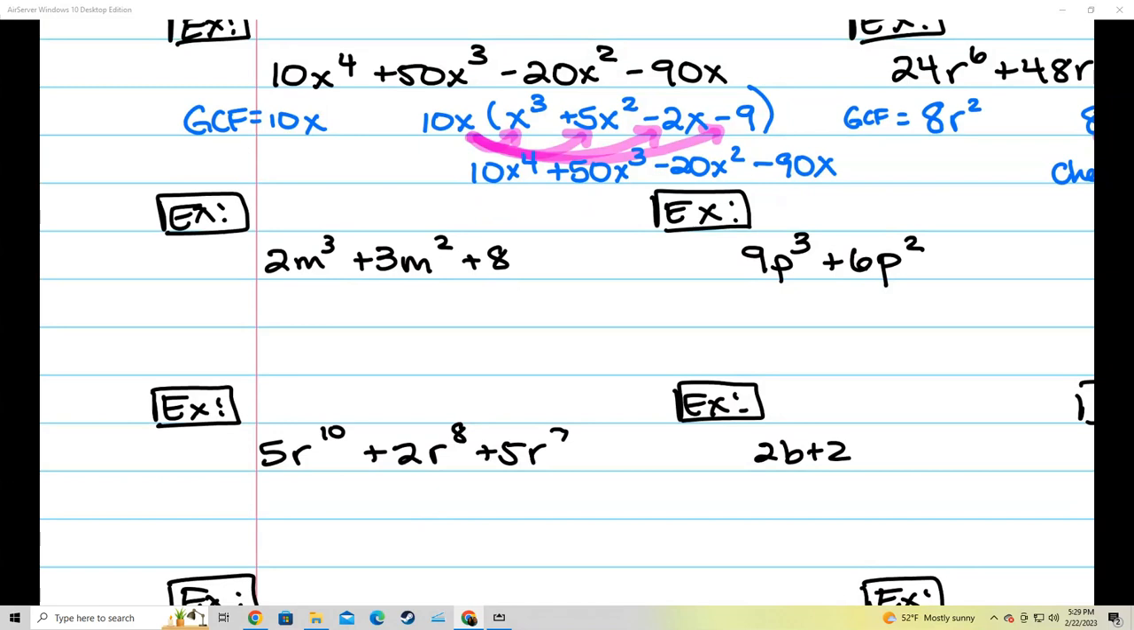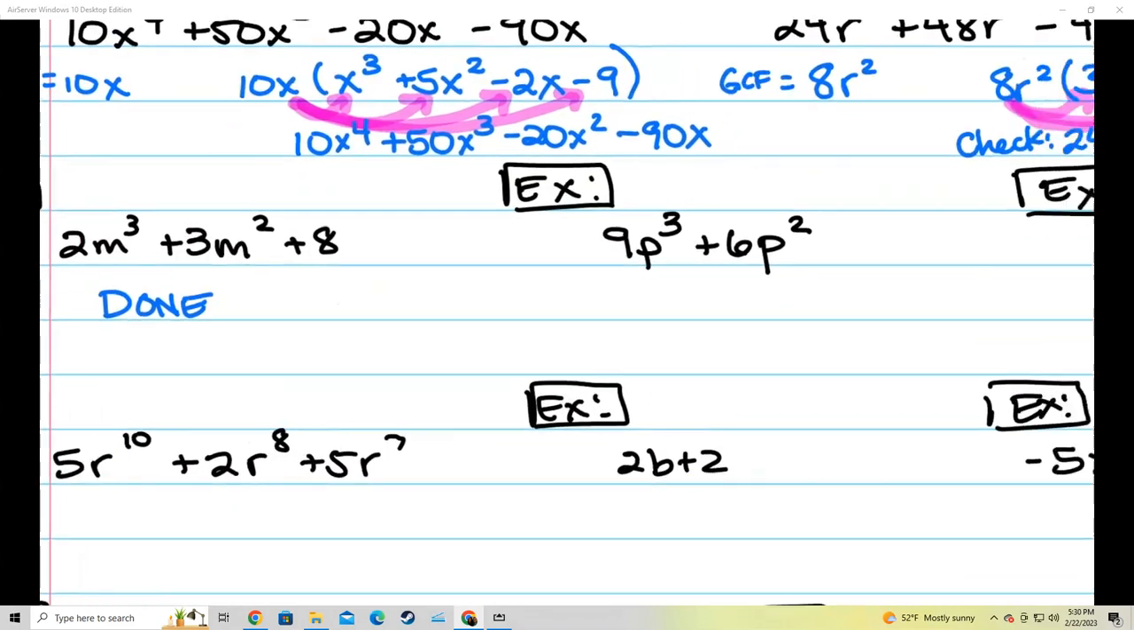What about variables? Can I pull out any variables? Well, I can pull out 3 m's, 2 m's, and there are no m's here. So, guys, this one doesn't have a GCF. So the GCF would be 1. If you factor out a 1, it's just going to stay the same. So this one, we are done. Whenever the GCF is 1, there's really not much you can do with that one as far as factoring out the GCF. So let's take a look at the next one.